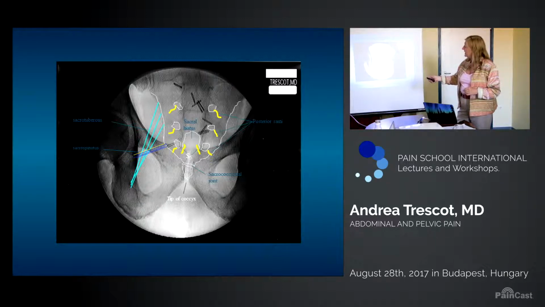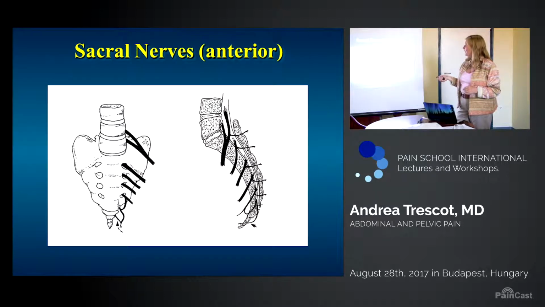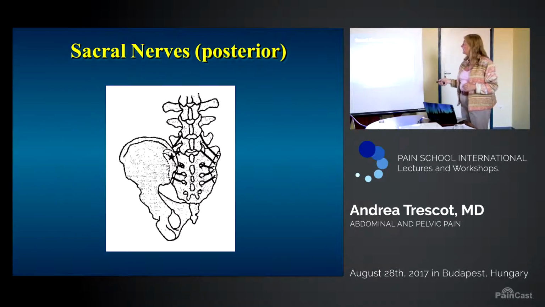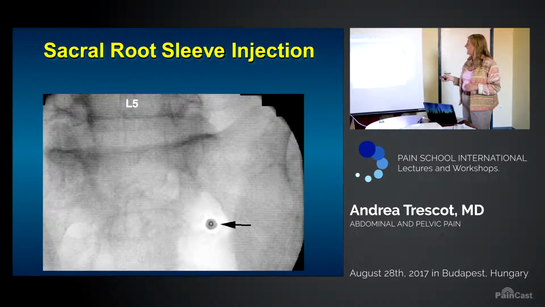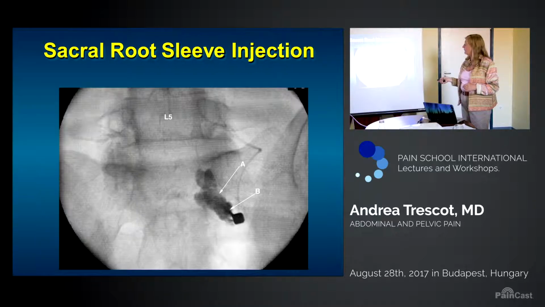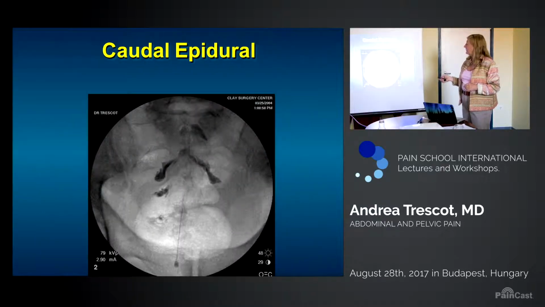Here you see the sacroiliac joint, the edge, the sacrotuberous ligament, and the sacrospinous ligaments. So you've got your sacral nerves coming anteriorly, and then making up the sciatic nerve and the pudendal nerve. You have the sacral nerves posteriorly innervating the SI. You've got your sacral nerve root itself. You can look at caudal epidurals.